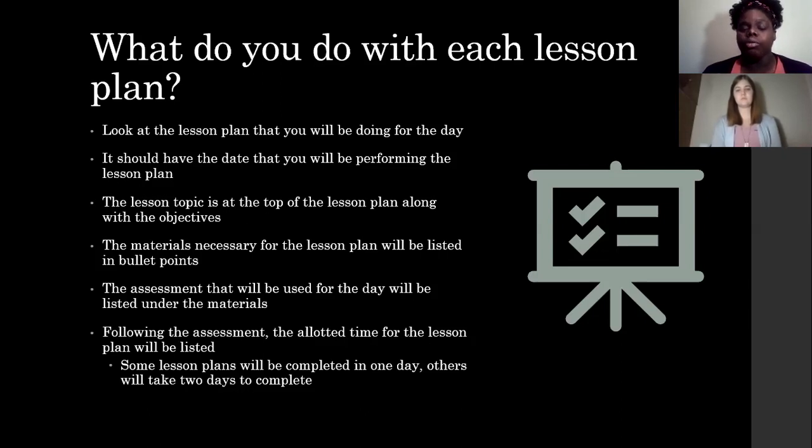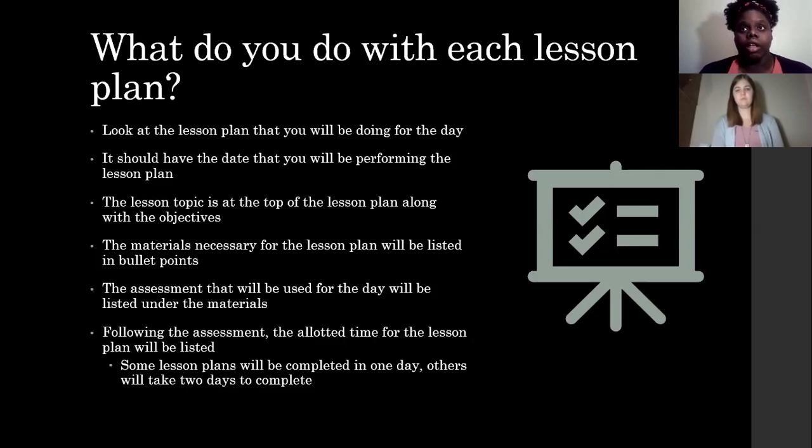On your lesson plan, you will map out in bullet point form what materials are needed for this lesson. It's important to have your materials prepared in advance so that the lesson for you and your students goes as smoothly as possible. If that means going out and grabbing things, if that means creating slideshows in advance, making sure you have everything you need prepared for your lesson way in advance.